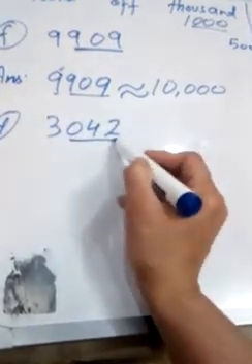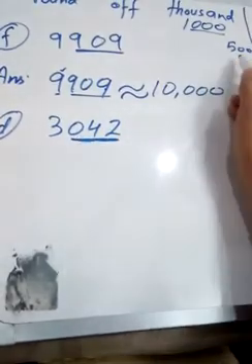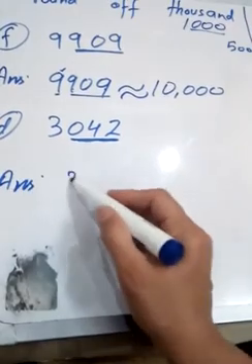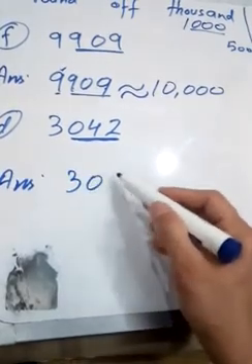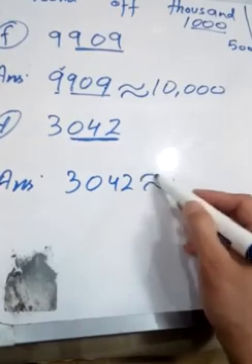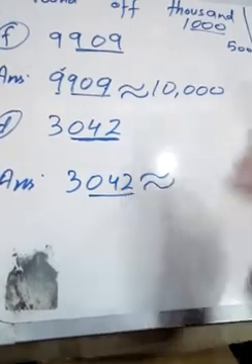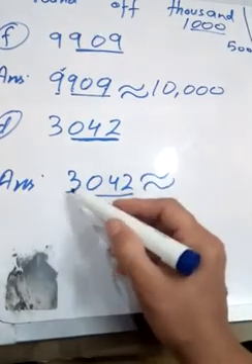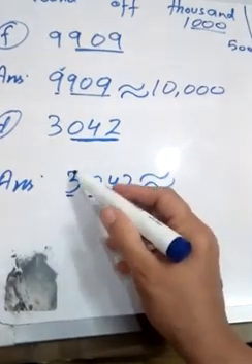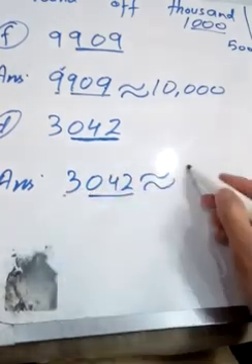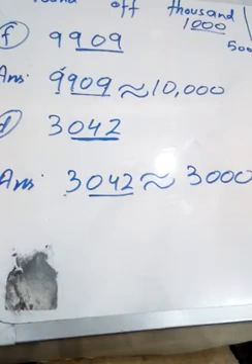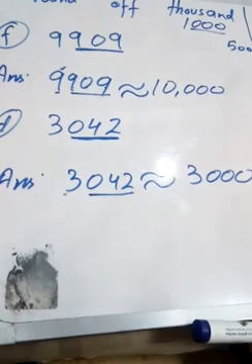3042. Now we have to again compare three numbers which are smaller than 500. So the answer for this is 3000. When we are going to round off 3042, 42 is smaller than 500, so we have to round it down. It means we are not supposed to add 1 in it. It remains same. The 1000 place remains same, and it is our answer. That's how we can do our round of nearest 1000.